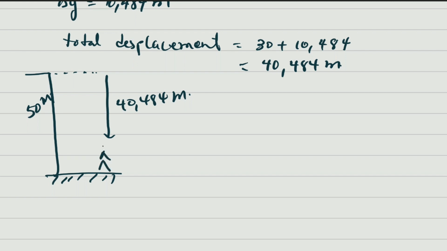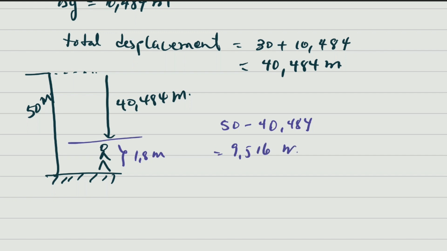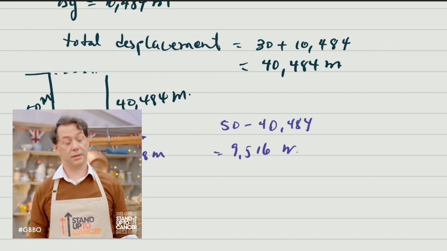How tall is the man? This man is going to be 1,8 meters. So if we subtract 50 minus 40,484, then we get 9,516. So it means the brick still did not arrive to the person, and the person will be able to avoid the brick. So that is the answer.